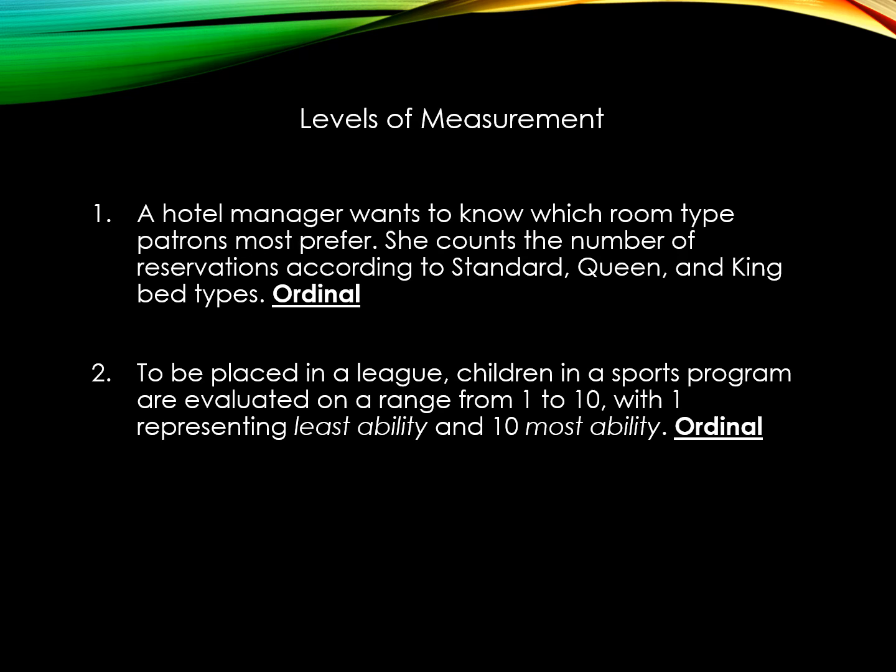To be placed in a league, children in a sports program are evaluated on a range from 1 to 10, with 1 representing least ability and 10 most ability. So again, we have ordinal level data because it's ranked. It's not categorical, right? Because we can't put them in some kind of order. But we're not really sure what the difference between 1 and 2 is, or the difference between 7 and 8 are, right? We can't really tell that by levels of ability. So it's definitely not moving up. So it's ordinal data.